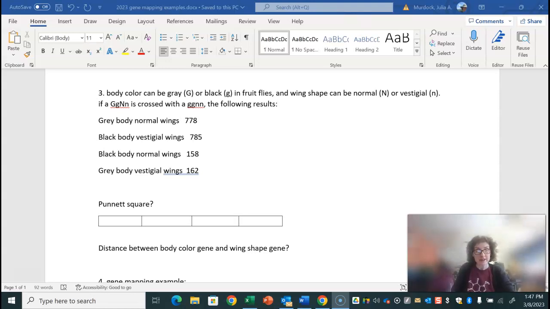Hello, this is Mrs. Murdock, and I'm going to be going over how exactly to relate crossover frequency to mapping the distance between genes. So once you have figured out, looking at your data or doing your chi-square analysis, that you have two different genes for two different things that are linked on the same chromosome, the next thing they might ask you to do is to actually come up with a numerical distance between the two genes on the chromosome.